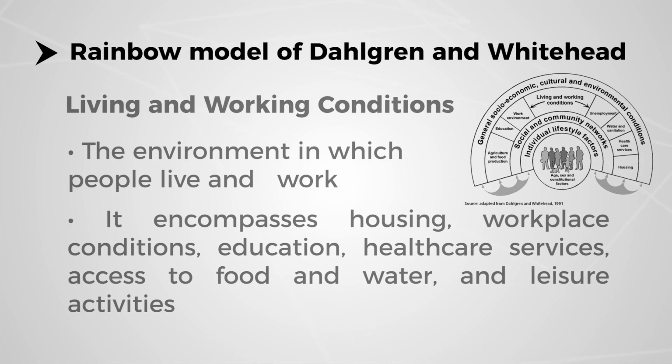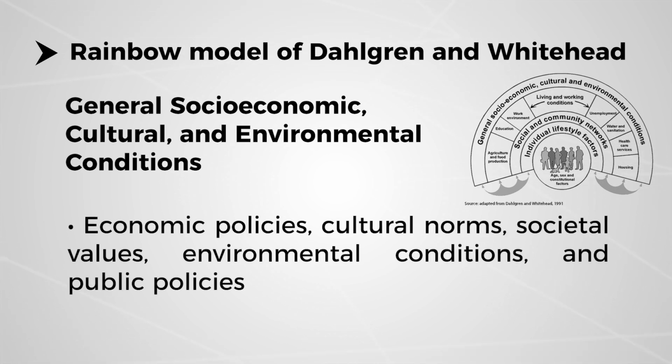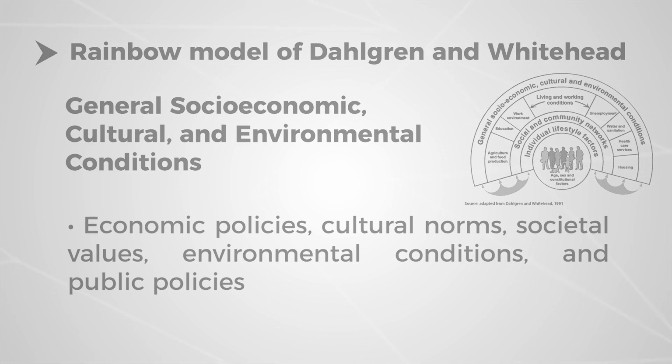The last and the outermost layer is general socio-economic, cultural and environmental conditions, which includes factors such as economic policies, cultural norms, societal values, environmental conditions and public policies. These overarching influences shape the conditions in which people live and work, thereby affecting the health of the population.